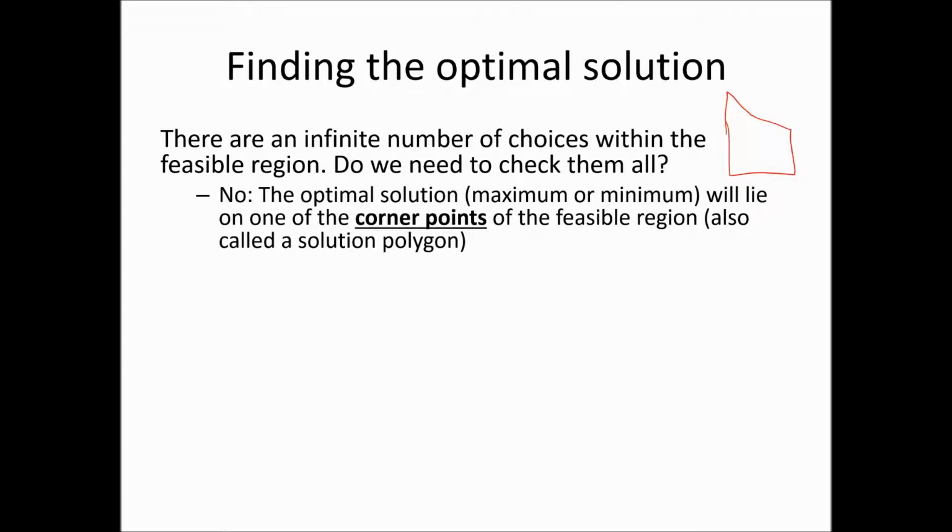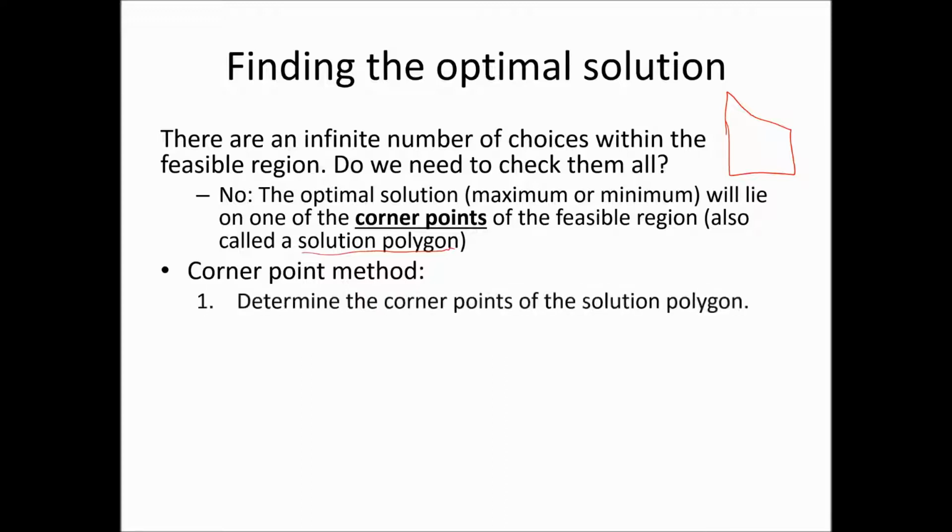And we don't. The optimal solution, whether it's a maximum or a minimum, lies on one of what we call the corner points of the feasible region, which, another word for that, is required region, we've seen that before, and a solution polygon.